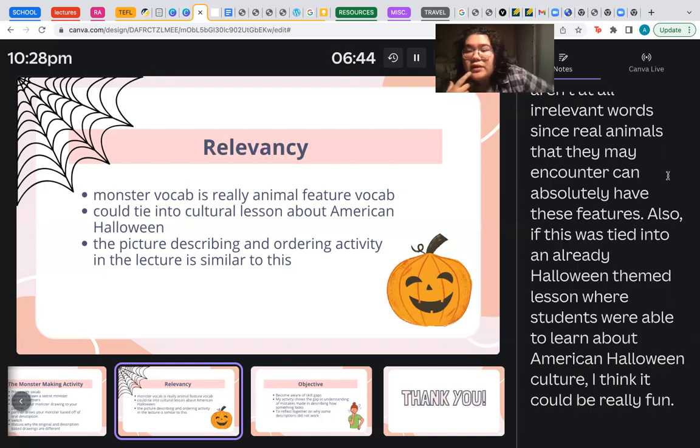And also, I think that if this was tied into a lesson that was already Halloween themed, then the students could, in conjunction, learn about American Halloween culture. And I think that could be really fun for students that may be really interested in American culture.